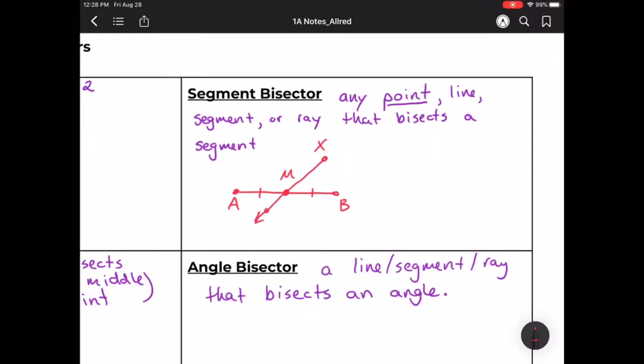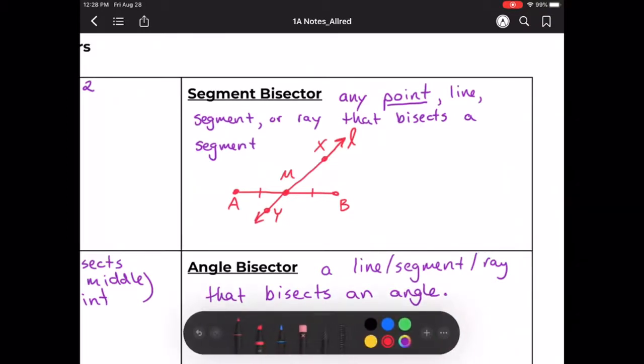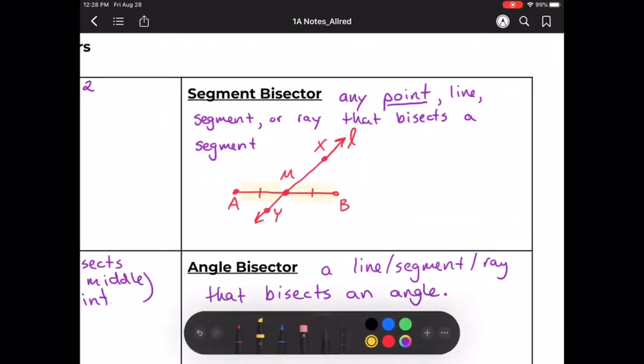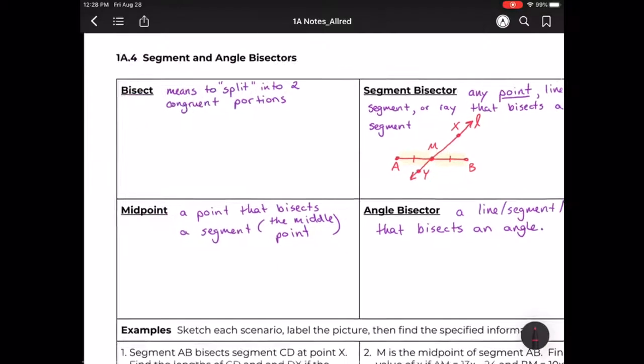Or maybe I continue it on past M through another point, maybe Y, ray XY would be a segment bisector. Or even if it was just a line altogether, and I could call it line XY, or maybe even call it line L, that would be a segment bisector. But the key fact is that we have congruent portions of AB, which makes that a segment bisector.